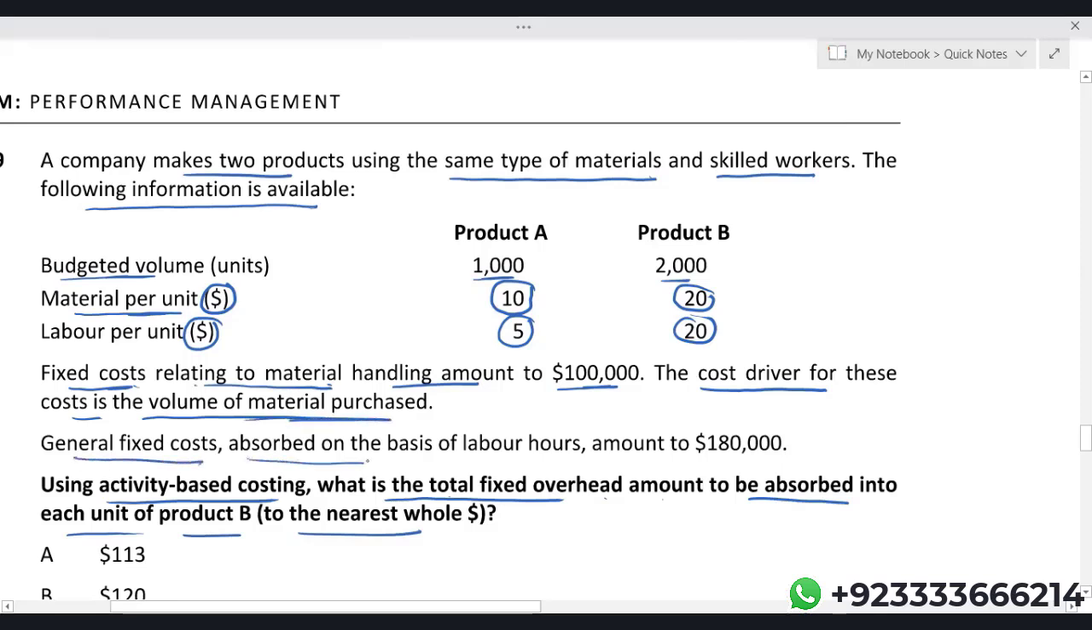General fixed costs absorbed on the basis of labor hours amounted to 1,80,000. So the fixed overhead absorbed on the basis of labor hours is 1,80,000.